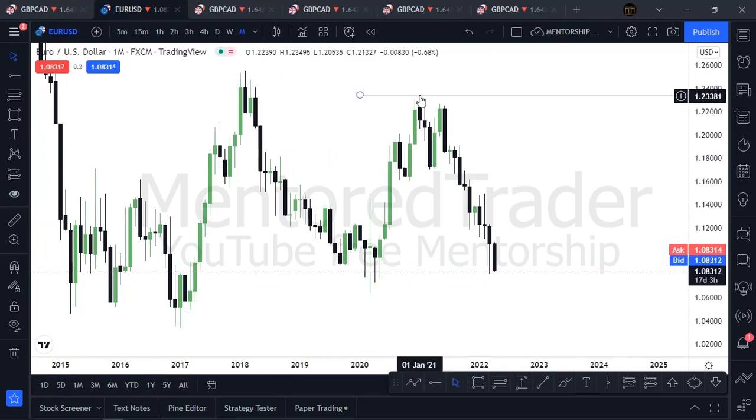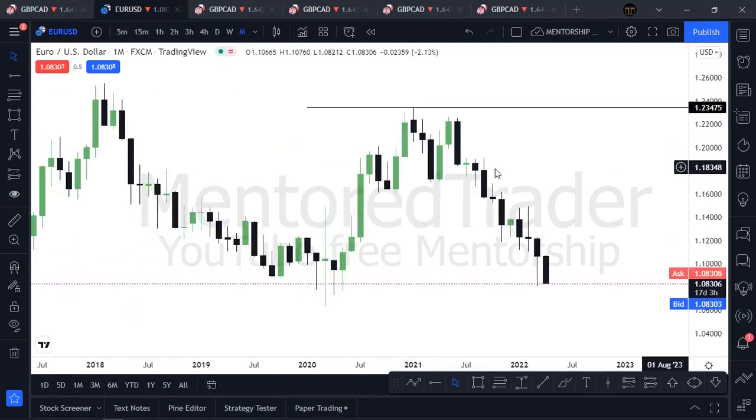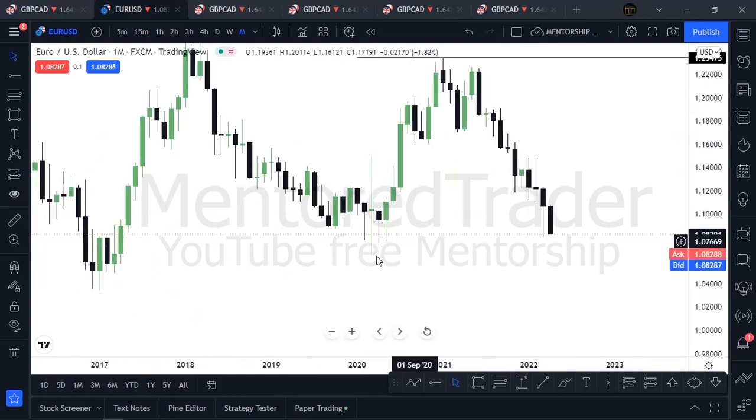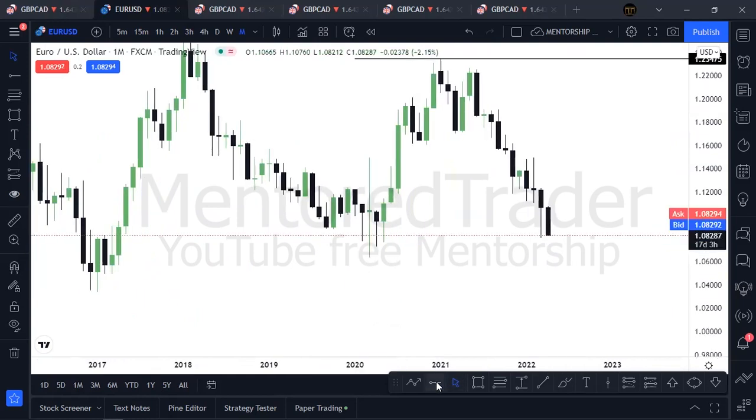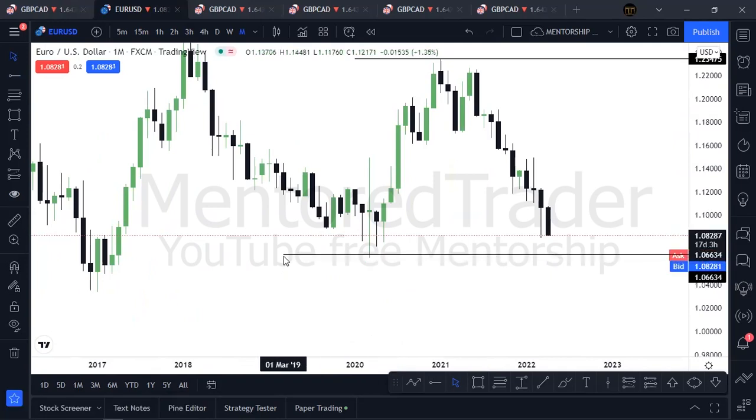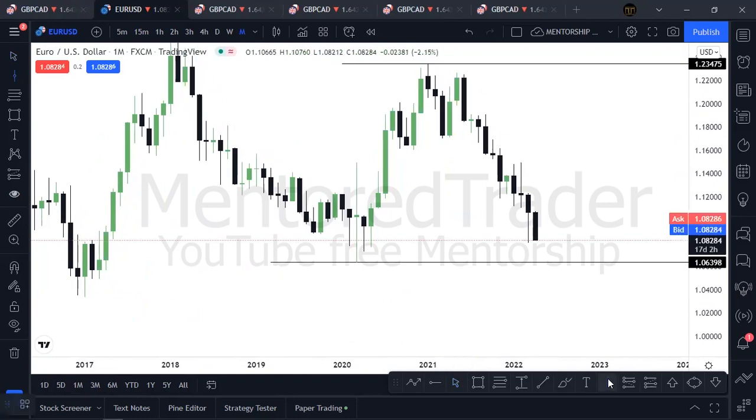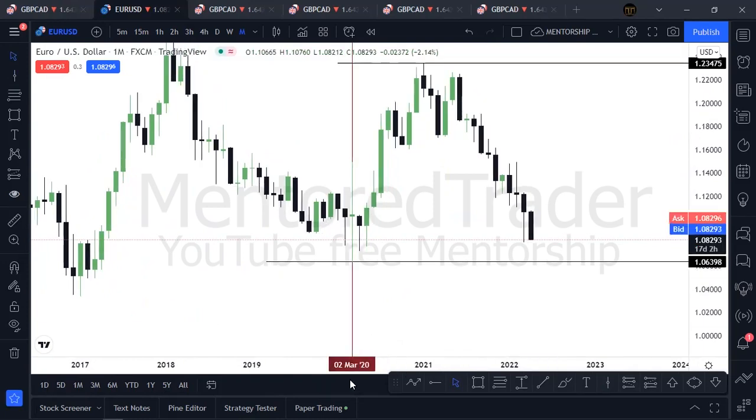We're going to look at the price range between January 2021 and January 2020. January 2021, we made this high. When did this low come in? Now, this is March 2020. Let me mark that as well. If you want to see the price range very well, come to these tools down here, click there, and you will see down here, okay? This is 2nd March 2020.